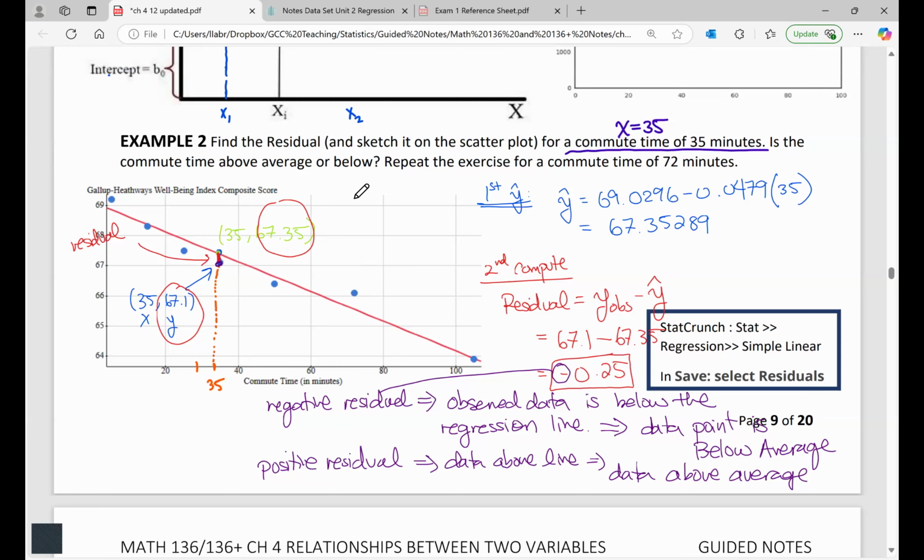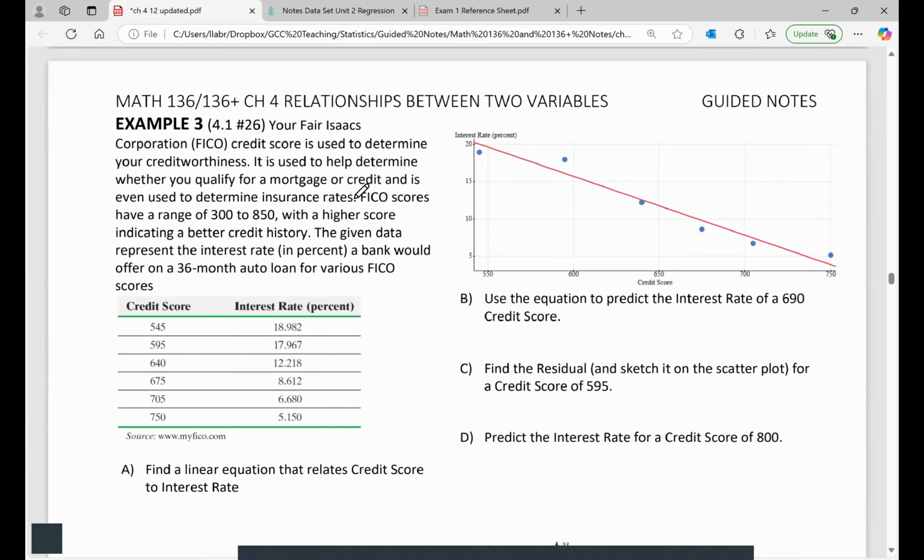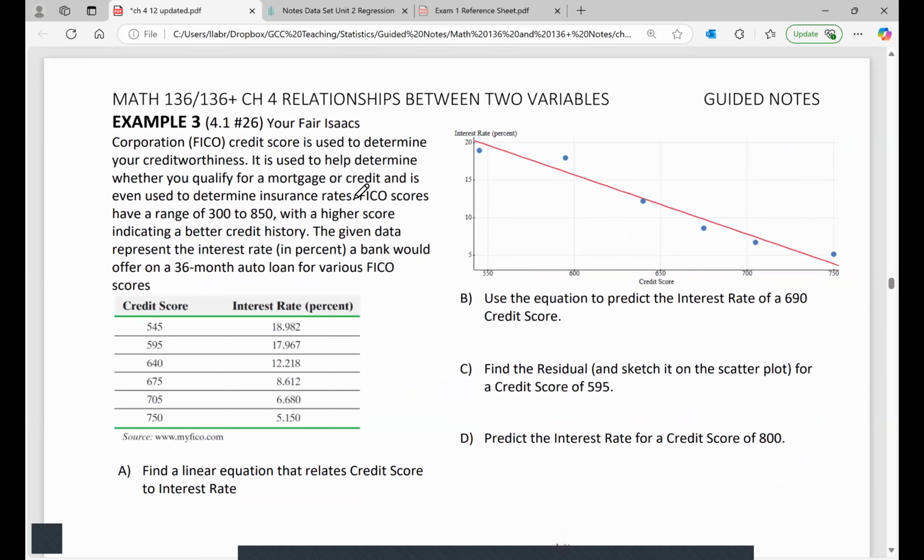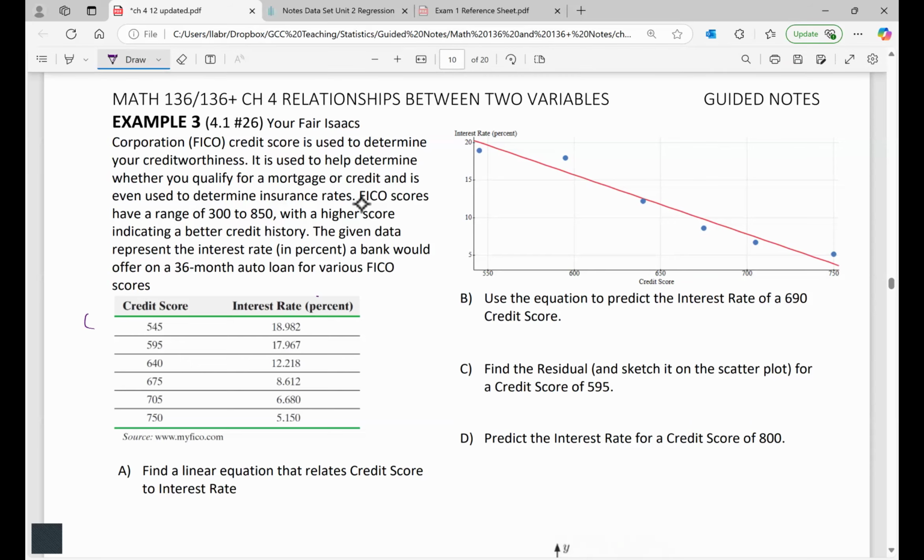I want you to go ahead and try this in the next example. So this next example has to do with the FICO score. So your Fair Isaacs Corporation credit score is used to determine your credit worthiness. It is used to help determine whether you qualify for a mortgage or credit, and is even used to determine insurance rates. FICO scores have a range of 300 to 850, with a higher score indicating a better credit history. The given data represent interest rate in percent a bank would offer on a 36-month auto loan for various FICO scores. So remember that these are the two variables. So we have variable credit score, variable interest rate, and every row is an individual.